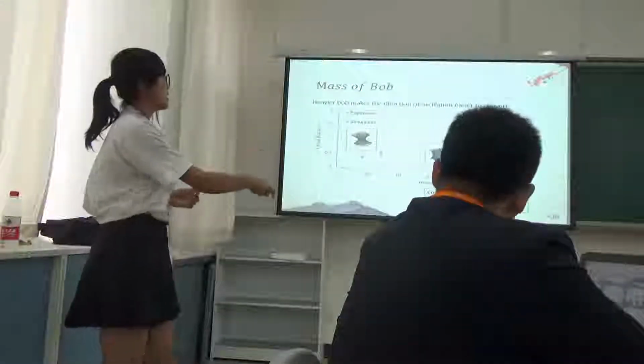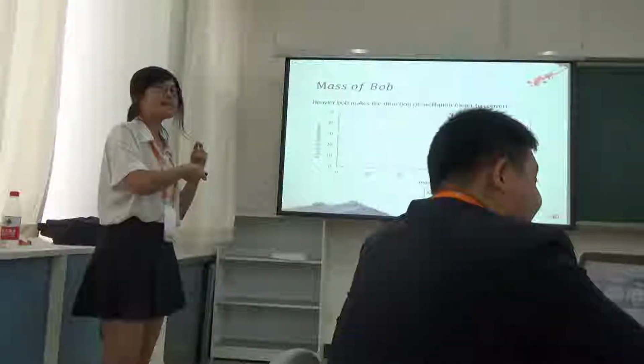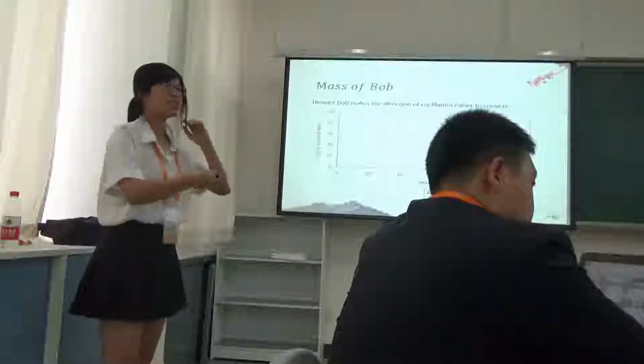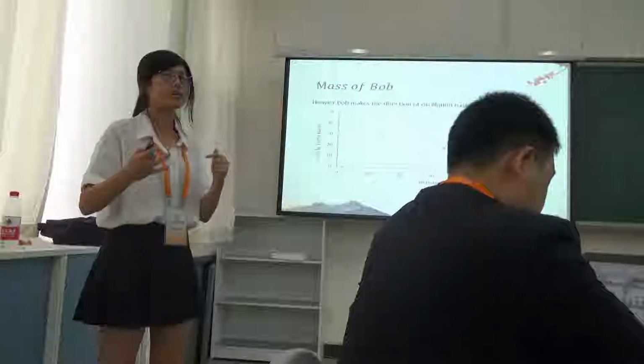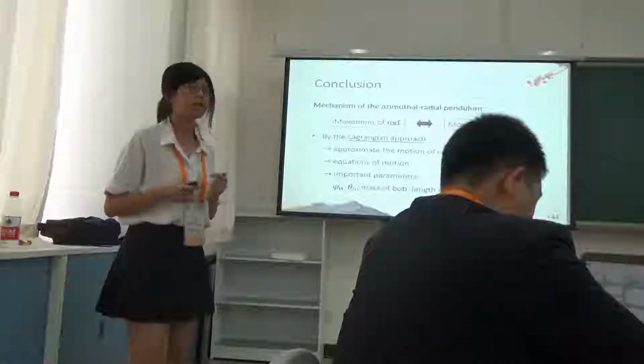direction. And for cycle time ratio, we find out that as the bob is heavier, it takes less time to change into another direction, which is quite understandable because it also has a greater force on it. And here comes my conclusion.